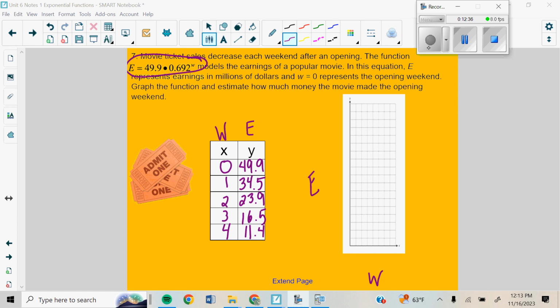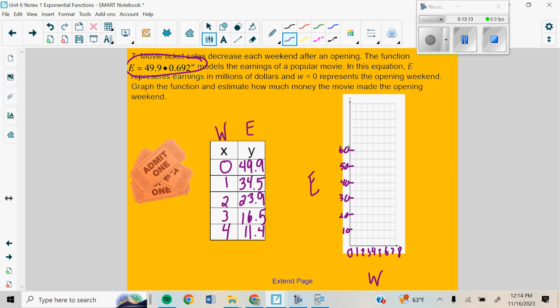Okay, so hopefully you ended up with the same type of numbers that I did. Now remember, our X is our W for weeks. So our weeks are just going to increase 1 by 1, 2, 3, 4, 5, 6, 7, 8. We don't even need to go that far. Okay, our earnings, I see that our lowest one is 11 and our highest one is 49. Let's just go by 5s and mark every other one. So it's 5, 10, 15, 20, 25, 30, 35, 40, 45, 50, 55, 60, and that's plenty.